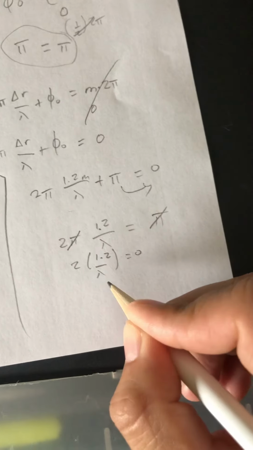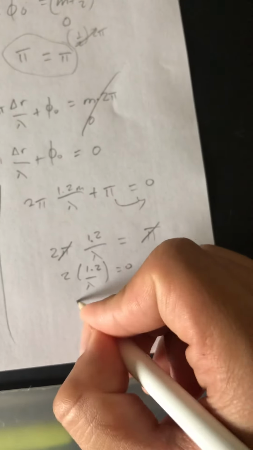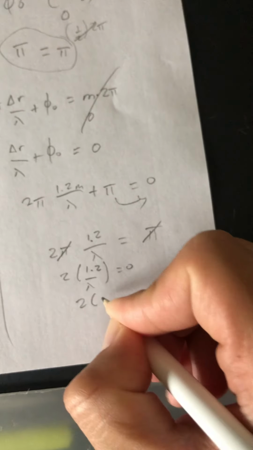Alright, so we know this. And to move this to the other side, we have pi equals 2 pi times 1.2 over wavelength. Let's cancel out the pi's. So now we have 2 times 1.2 over wavelength equals 0. Let's move wavelength to that side. So 2 times 1.2 equals wavelength.